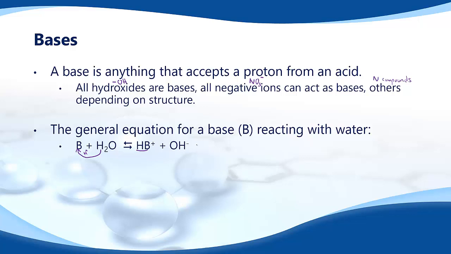Under the Arrhenius definition, anything that produces hydroxide is classified as a base. So in a lot of cases, these two definitions will overlap. Water in this case is the acid, B is the base. The base accepts the proton, becomes HB+, and again, B is just going to be whatever random base we want it to be.